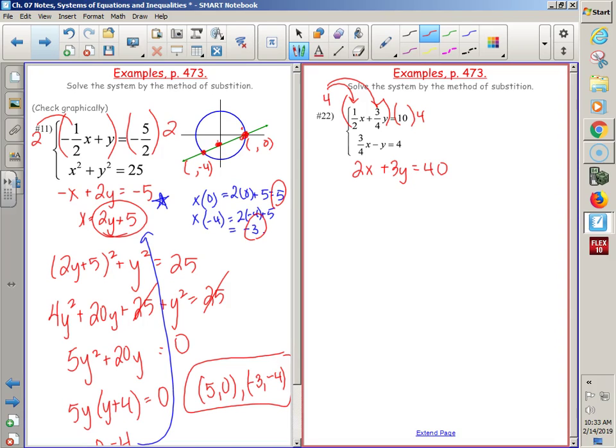Now what? Do I want to solve for x or solve for y? Well, do you want to solve for y and plug in, or do you want to get rid of the fraction here too? We could, couldn't we? Couldn't we multiply him by 4 and multiply him by 4? And that would be 3x minus 4y equals 16.